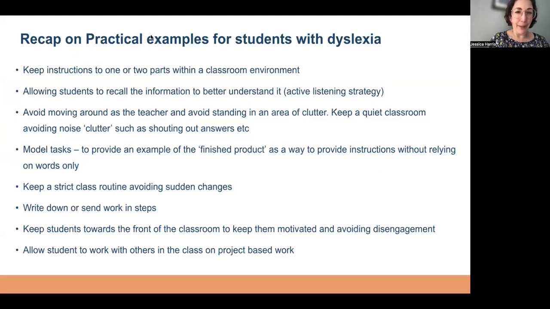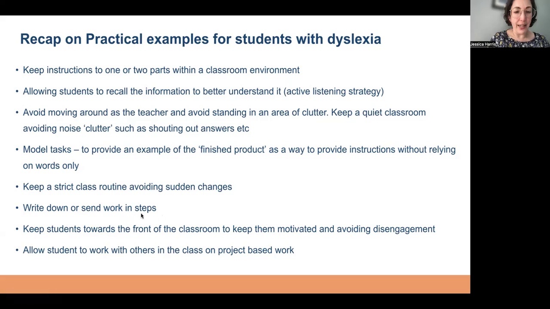So let's have a little recap. We're going to keep instructions to one or two parts within a classroom environment. We're going to allow students to recall the information to better understand it, so we're going to use an active listening strategy. We're going to avoid moving around as the teacher and avoid standing in an area of clutter. We're going to keep a quiet classroom, avoiding noise and clutter such as shouting out answers. We're going to model tasks to provide an example of the finished product as a way to provide instructions without relying on words only. We're going to keep a strict class routine, avoiding sudden changes.